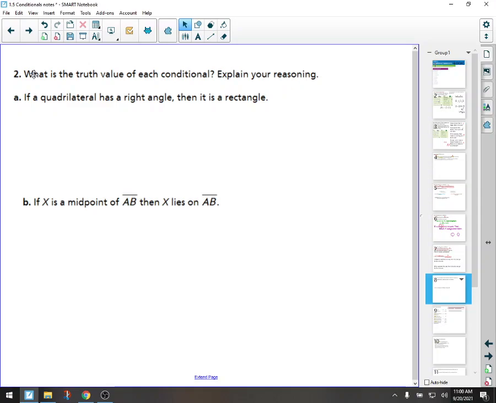So let's see. What is the truth value of each conditional? Explain your reasoning. So how true is it?